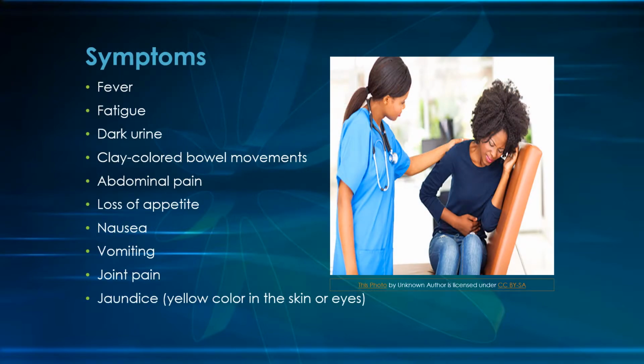The symptom list here looks very much like all the other symptom lists. At the beginning of the slide, I mentioned that pretty much all the symptoms were the same for hepatitis A, B, and C. So here's the symptom list for hepatitis C, which can include fever, fatigue, dark urine, clay-colored bowel movements, abdominal pain, loss of appetite, nausea, vomiting, joint pain, and again, the jaundice color.